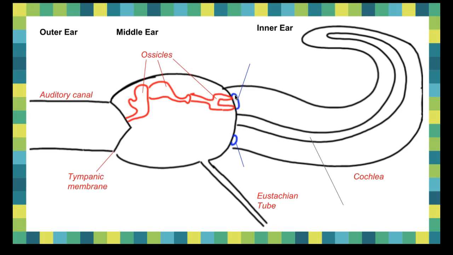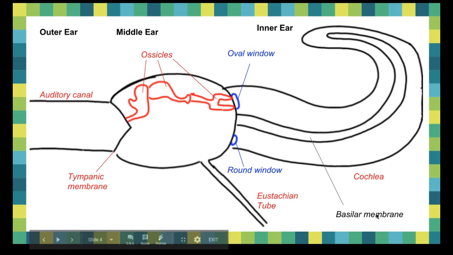The ossicles connect to this circle, which is called the oval window. Okay, it's kind of the first part of the cochlea. And then we also have the round window on the bottom side of the cochlea. And then this structure that kind of separates the top and the bottom half of the cochlea is called the basilar membrane. So we're going to be looking at this structure really specifically because that is where hearing takes place.